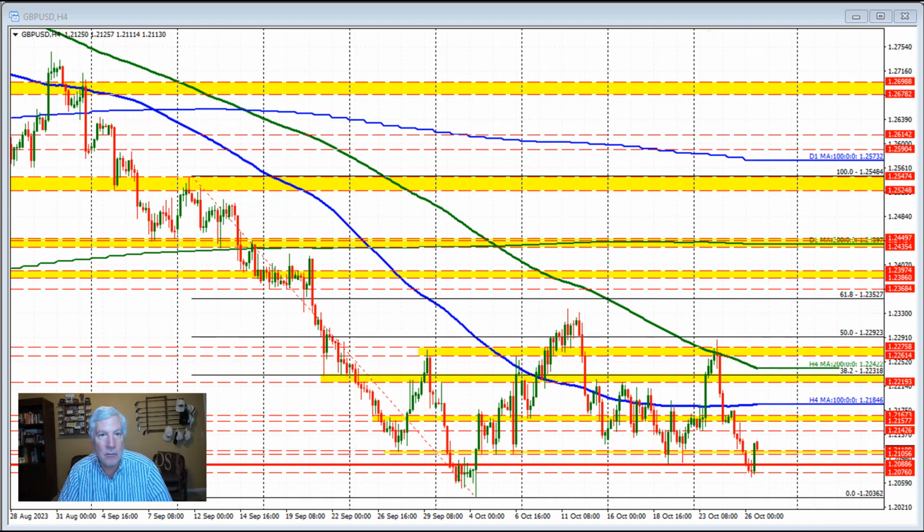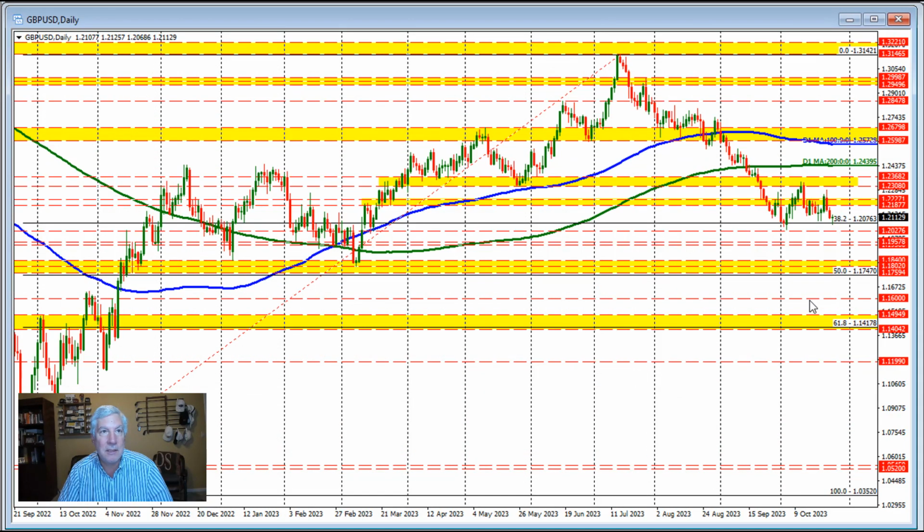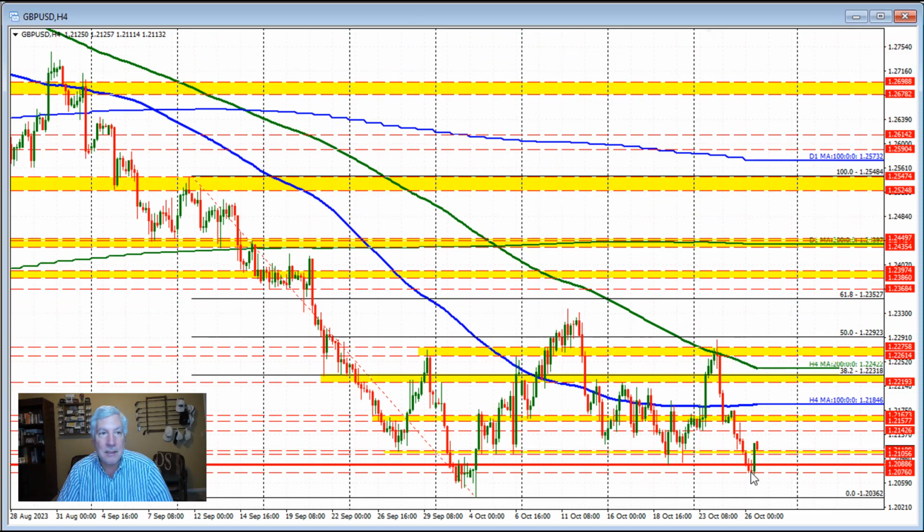What does that correspond with? If you go to the daily chart and take a look at the 38.2% retracement of the longer-term move up from the September 2022 low to the high that we saw in July, that 38.2% comes in at 1.2076. So going back to the hourly chart, the low price today did break below that level, but it could not be sustained, and we based against that level before moving to the upside.